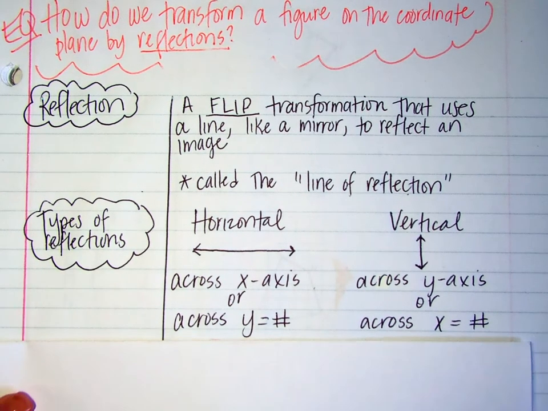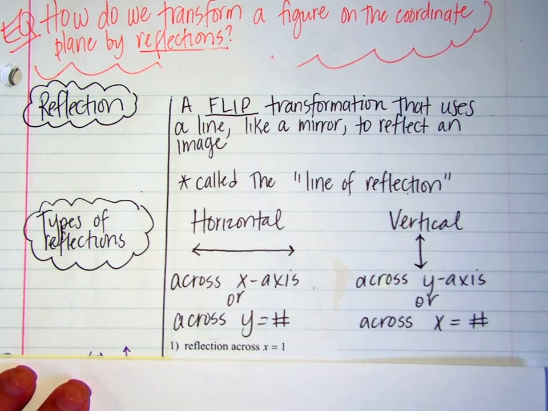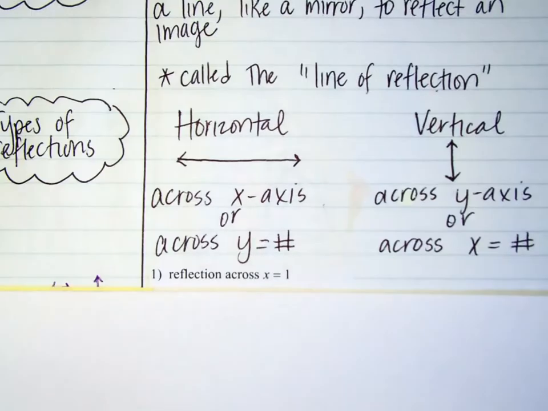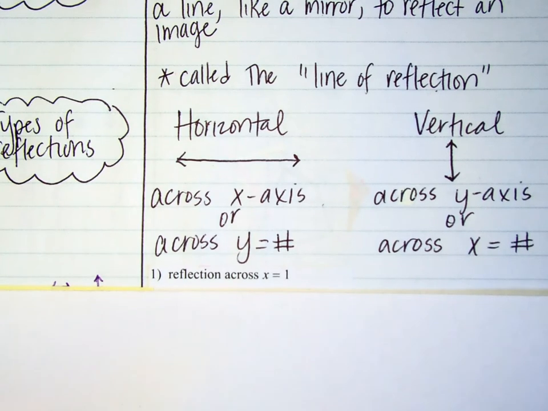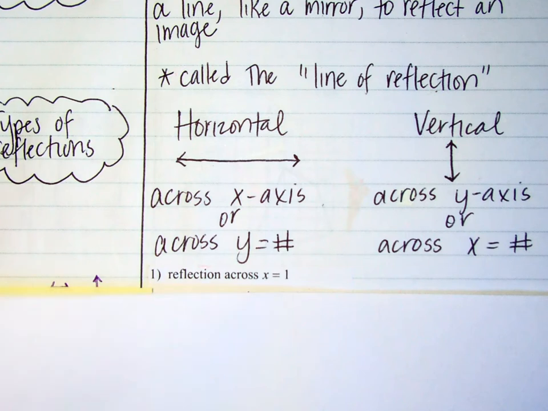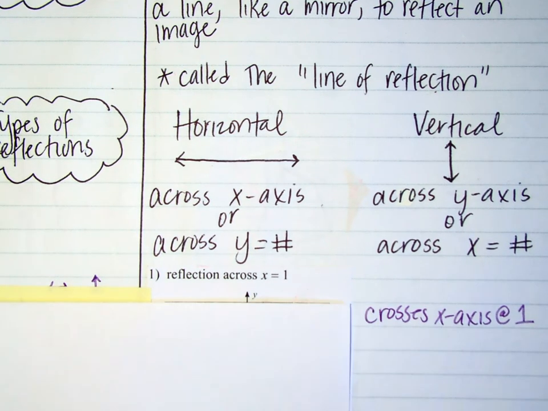So let's get started. We're going to be reflecting across x is equal to 1. So first, you need to make a decision. You need to decide, is this going to be a horizontal line? Is this going to be a vertical line? Well, we know that this line means that we're going to be crossing the x-axis at 1.